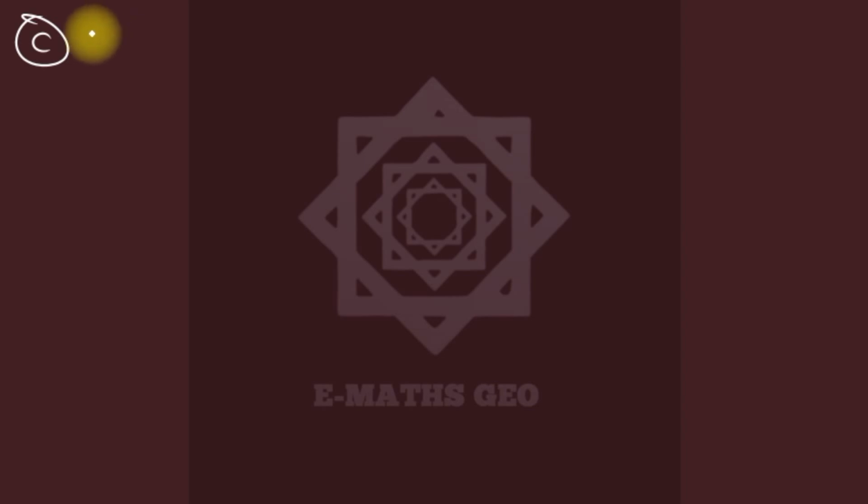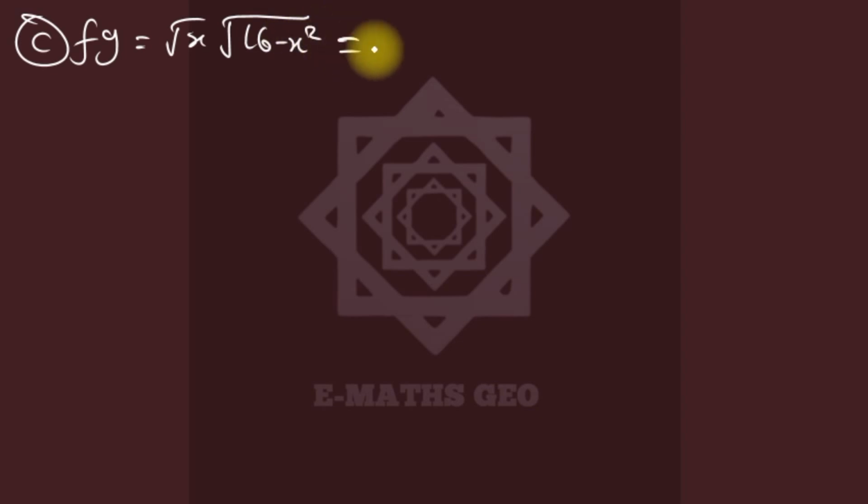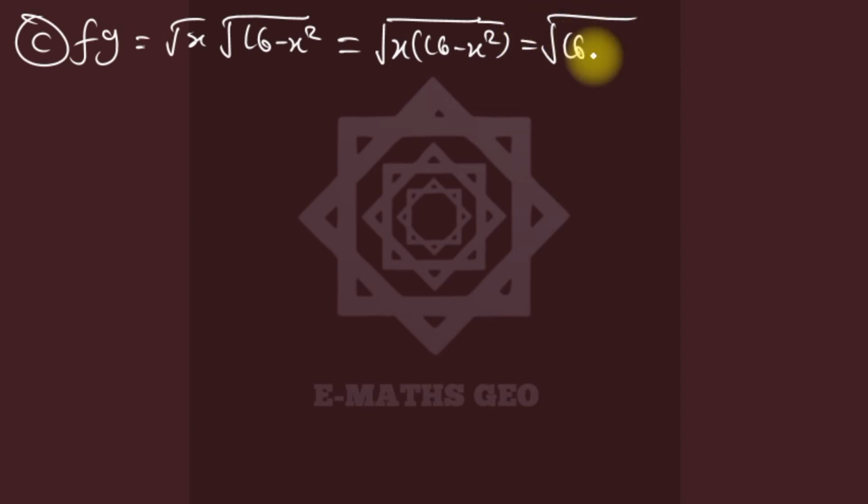So the next one, the c part, is now fg, which is root x times root 16 minus x squared, which you can bring together, which is root of x times 16 minus x squared, which is 16x minus x cubed. So the domain is still between 0 and 4.